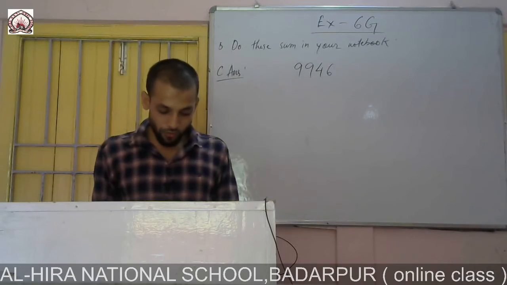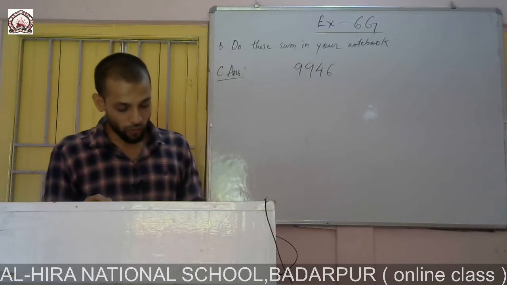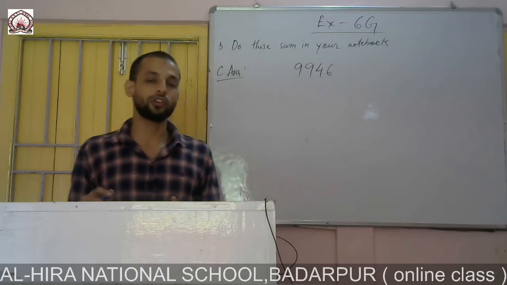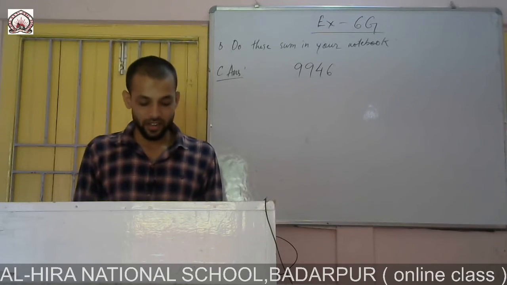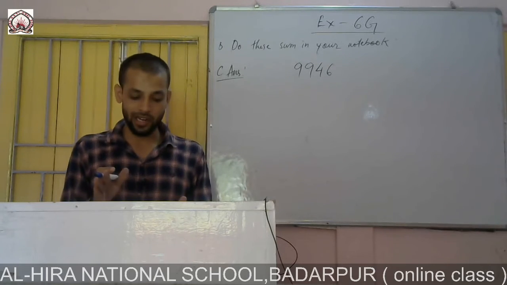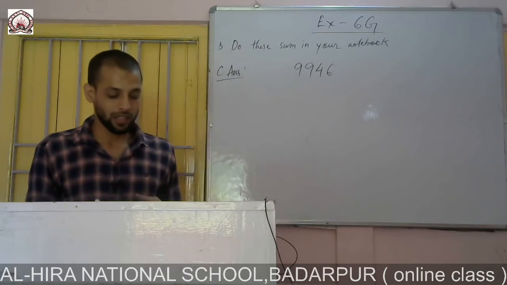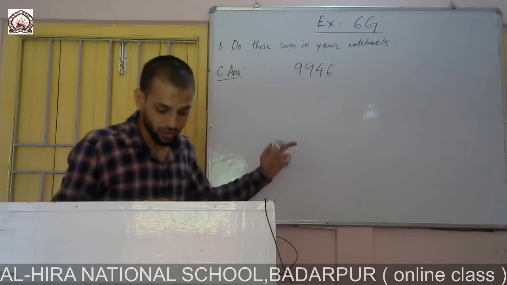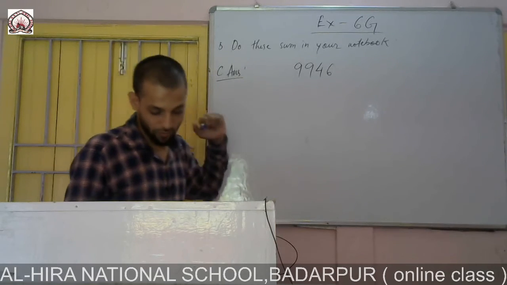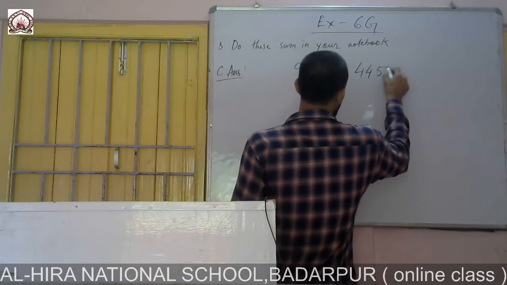Okay. So if 4457 are men and 3962 are women, we have to find out the number of children. The number of men and women are given here, but children are not given. So we have to find it out. Okay. So 9946 minus 4457.